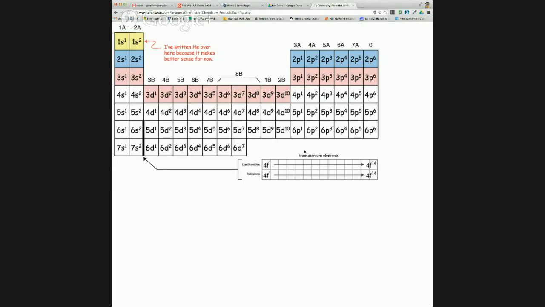Now, the outermost electrons, or the valence electrons, are always the s and p orbitals. You'll notice that the transition metals are always below the outermost energy levels. So really, the number of valence electrons for all the transition metals would be 2.